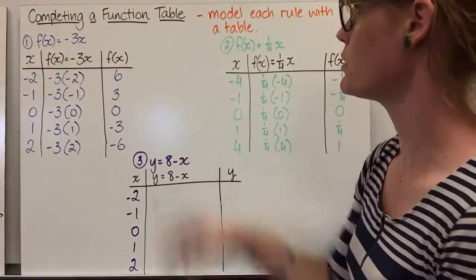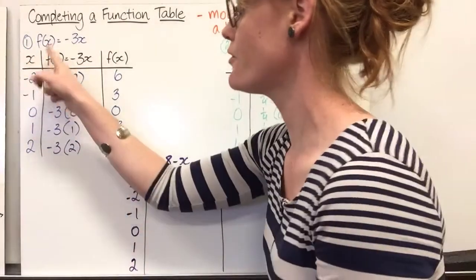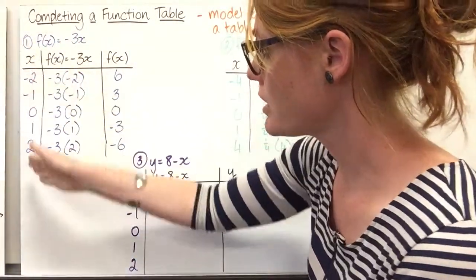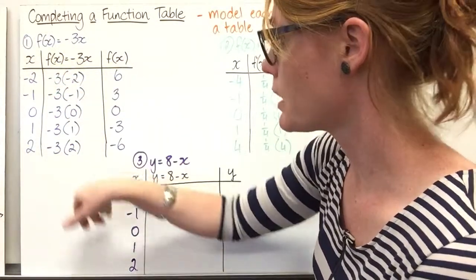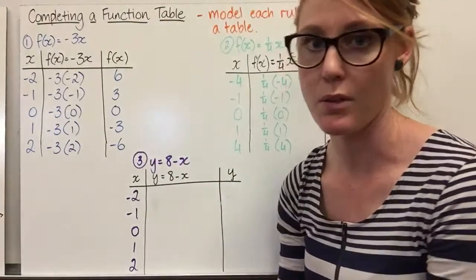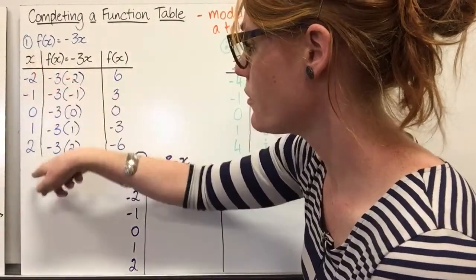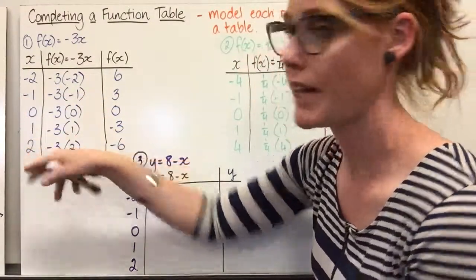Completing a function table. Model each rule with a table. So our first rule is f of x equals -3x. So our table consists of our input values, our rule with our input values plugged in, and then our output values calculated. So with our input values, I have -2, -1, 0, 1, and 2.